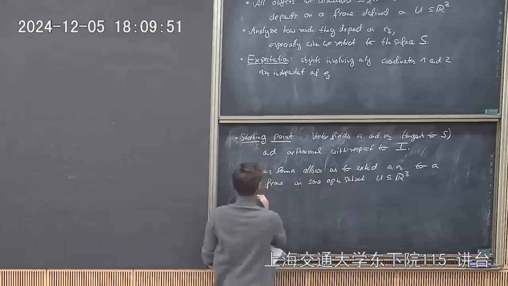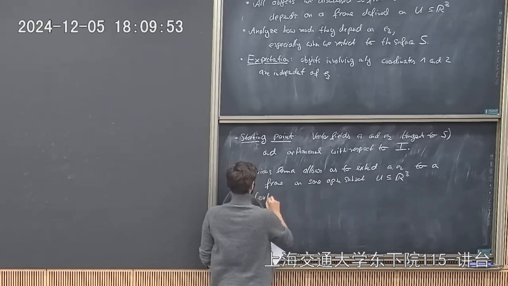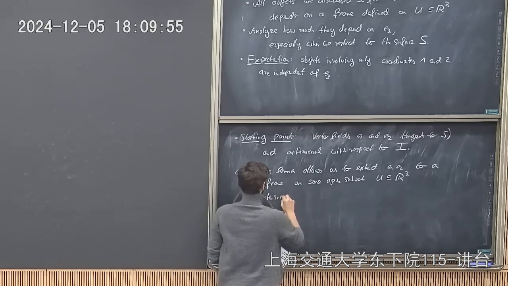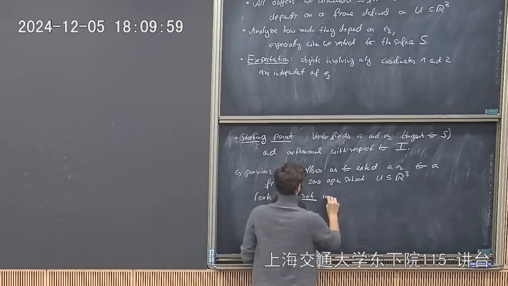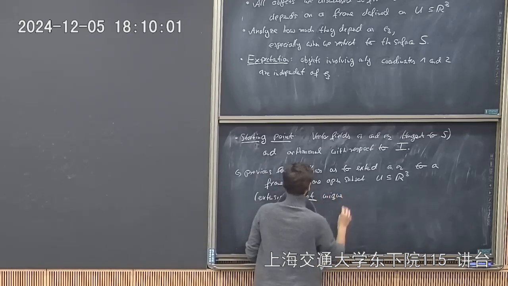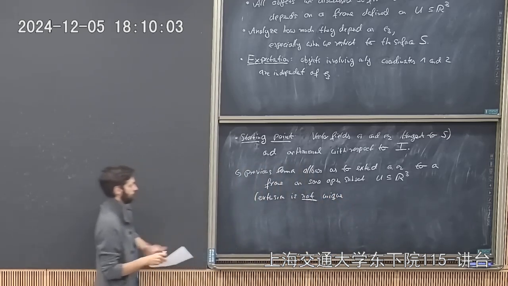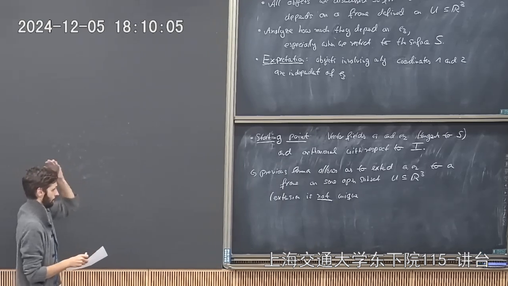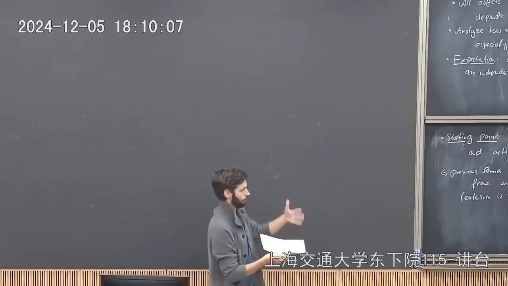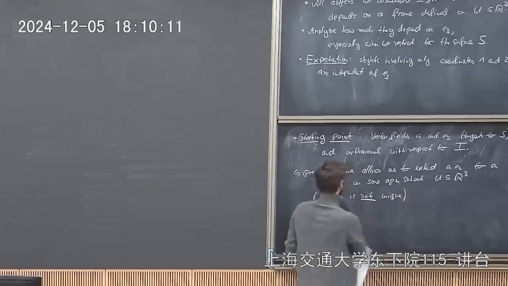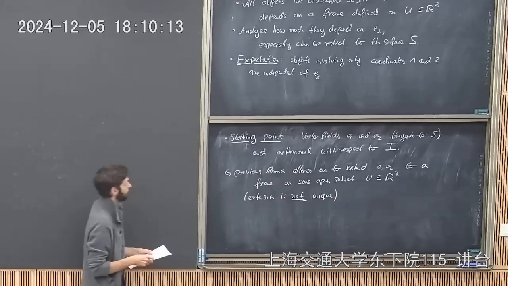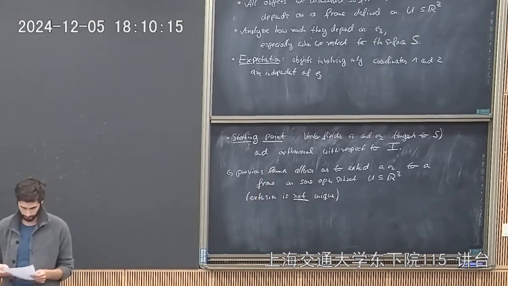So this extension is not unique. There are many different ways. You can choose different normal vectors, and you can extend them off the surface in very different ways. So we need to analyze how much that depends on the extension.